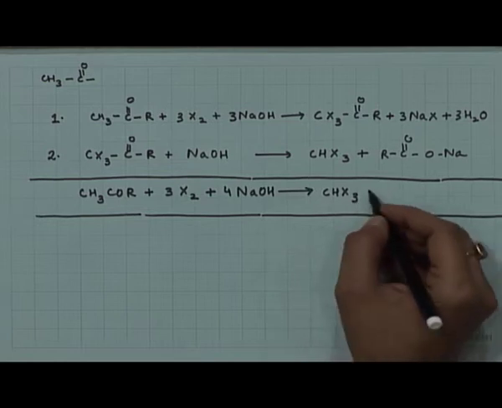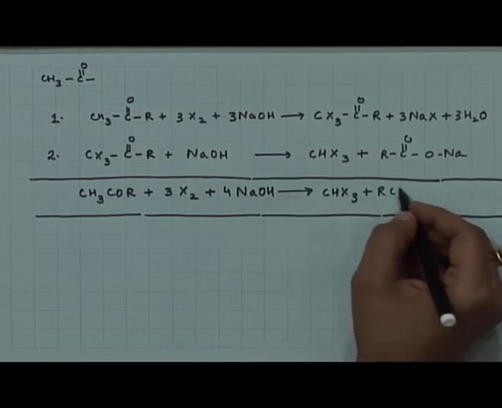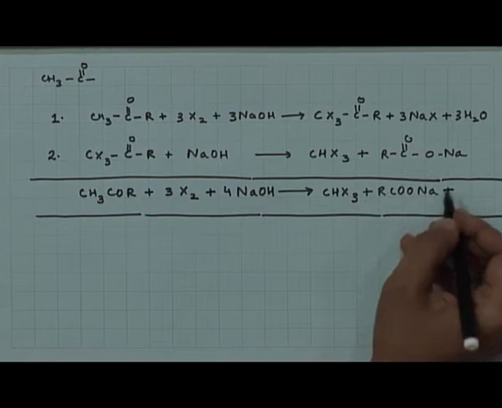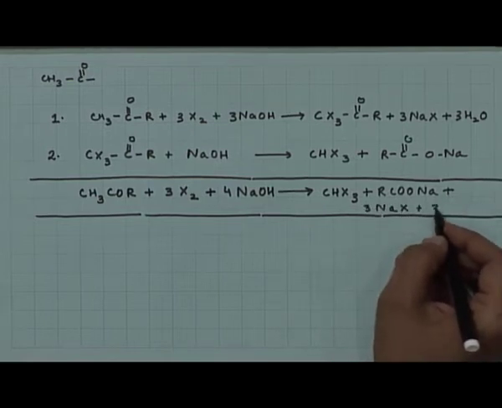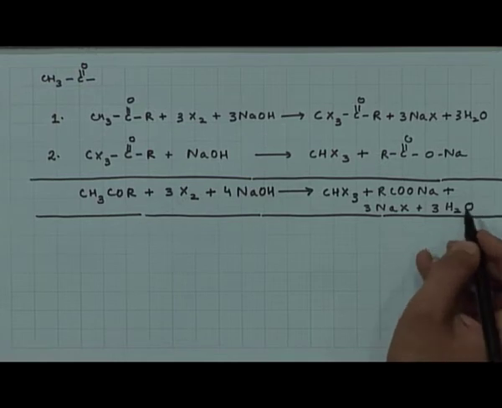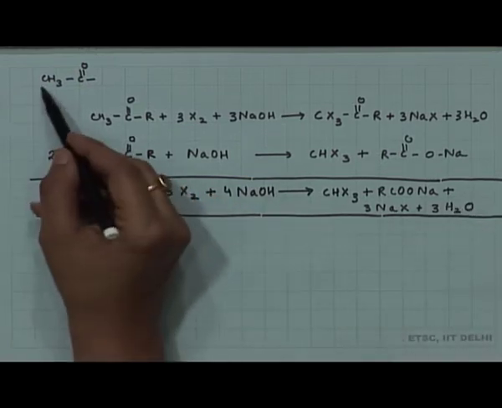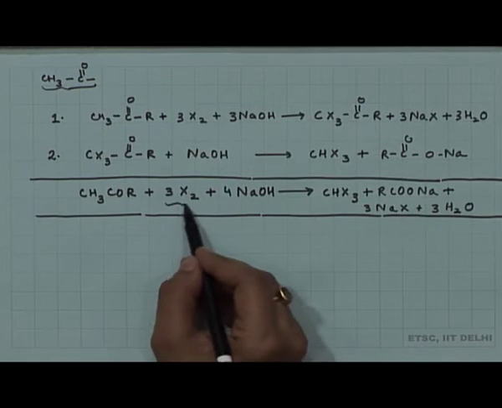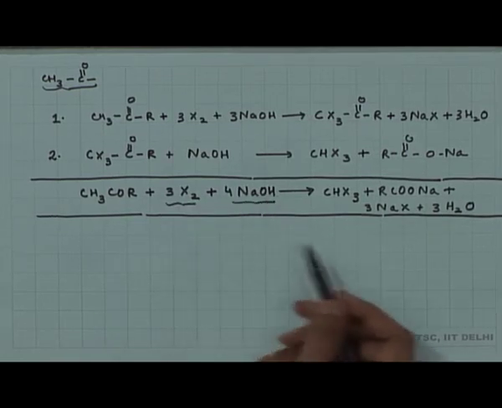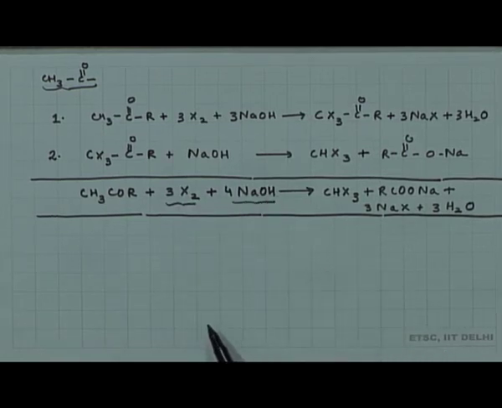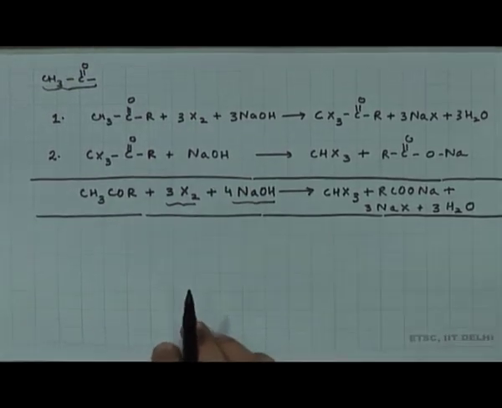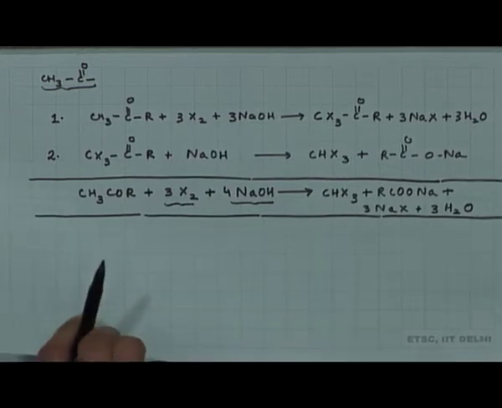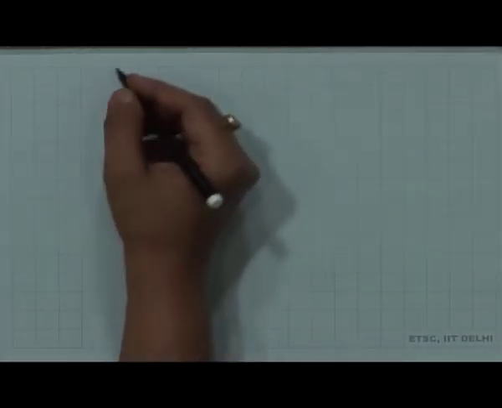You end up with the haloform and the sodium salt of this acid, 3 moles of NaX and 3 moles of water. So, you can see the difference when you are starting with this: the requirement of the halogen and the base is lesser, obviously, because the first step, which is the oxidation, is not involved here. Okay, so this is the overall equation for the haloform reaction.